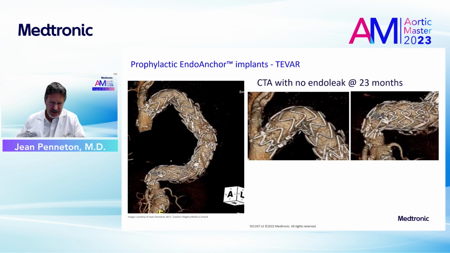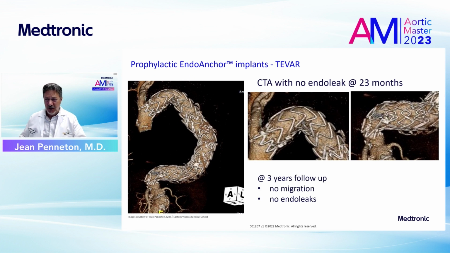And here's a CTA showing no endoleak at 23 months of follow-up. You can actually identify some of those EndoAnchors on the 3D reconstruction, in the proximal arch as well as in the descending thoracic aorta right above the superior mesenteric artery. At 3-year follow-up, the patient maintains no migration and no endoleak.